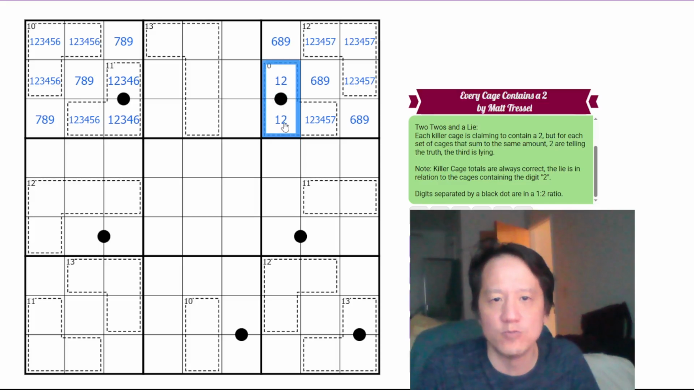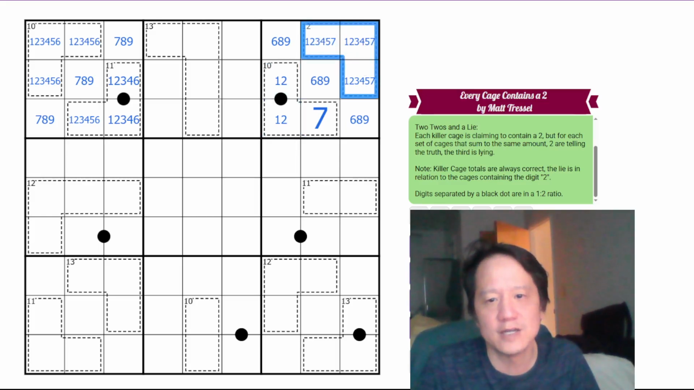So this has to be a 1-2 pair, which eliminates 1 and 2 in the rest of the box. And this 1, 2 adds up with 7 to add up to 10. So this is 1, 2, this is 7. This has to be a 3, 4, 5. That means the other 12s must contain a 2.